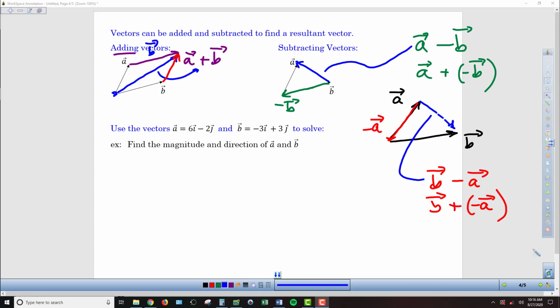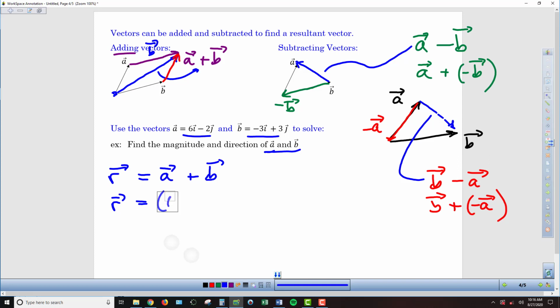In this case, we're being asked to find the magnitude and the direction of A and B. So we're first going to take our two vectors. I want to find this resultant vector R by adding together A plus B. So I'm going to take those two vectors that are given to me here. I've got 6i minus 2j plus negative 3i plus 3j.